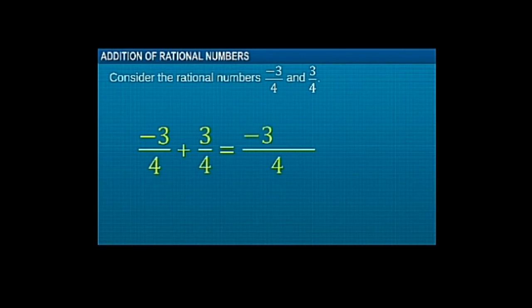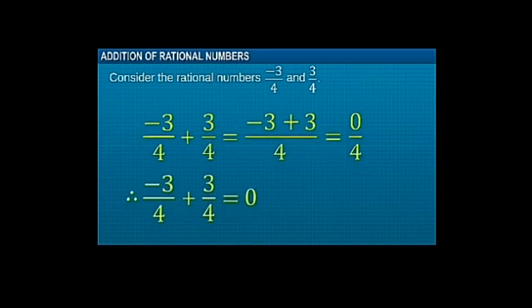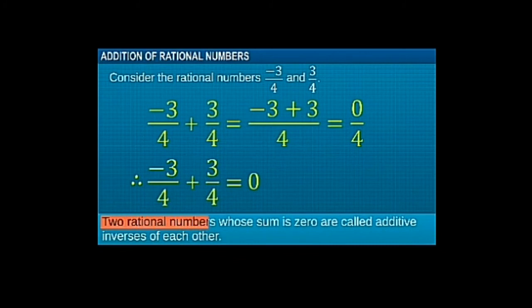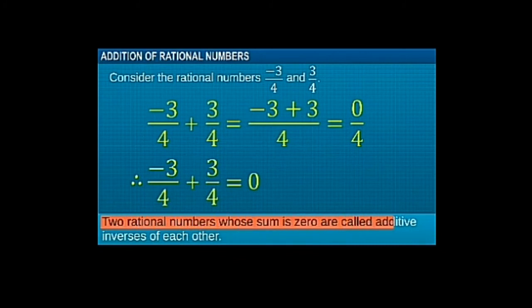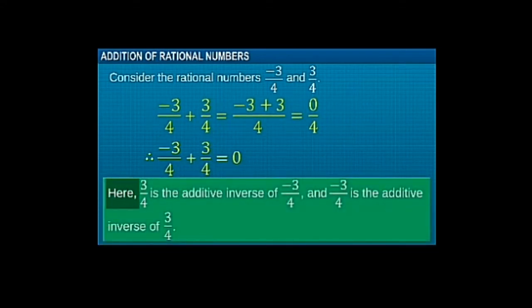Then what about the numerators? Minus 3 plus 3. Both are of different sign. So 3 minus 3 is 0 by 4, which gives you 0. So the sum of a rational number and its negative is always 0. So two rational numbers whose sum is 0 are called additive inverses of each other. So here 3 by 4 is the additive inverse of minus 3 by 4 and minus 3 by 4 is the additive inverse of 3 by 4.